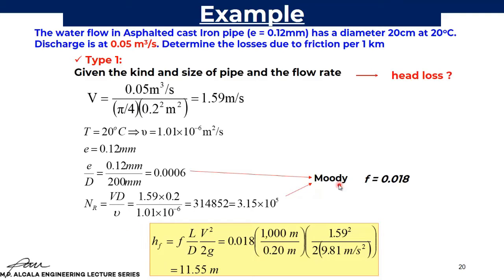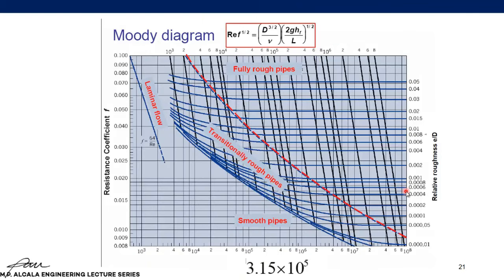So, essentially, we will get, for the Reynolds number, 3.15 times 10 to the 5 and a Moody diagram value of 0.018. Where did we get this? Looking at the Moody diagram here, at 0.0006, and then at a Reynolds number of 3.15 times 10 to the 5 will give us this line, okay? So looking further on the left side will give us the friction factor.